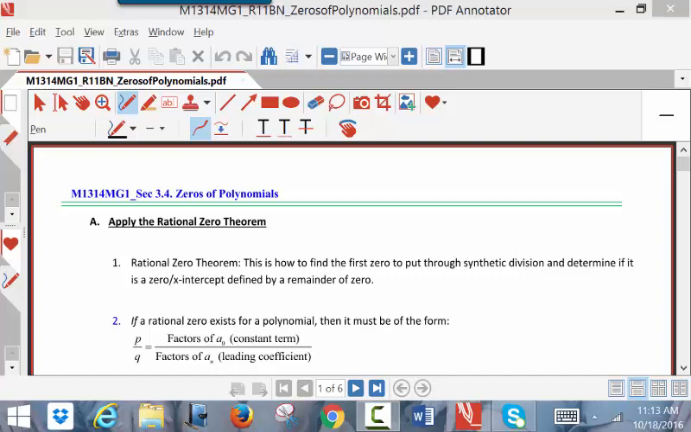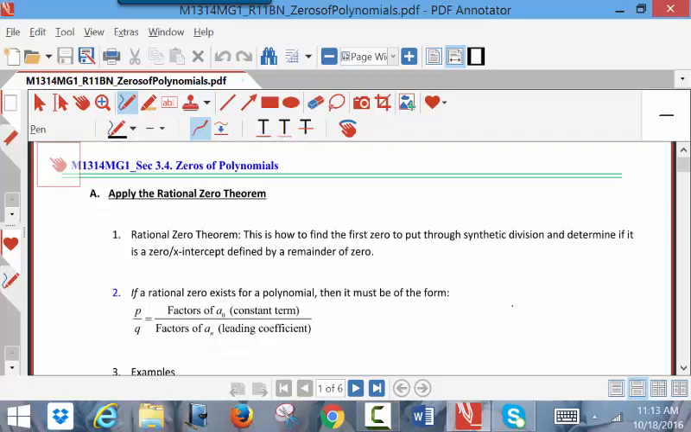Okay, so today we're talking about the zeros of the polynomial. And remember, you have to know how to do synthetic division to really go forward into this section. And the first thing they talk about in here is the rational zeros theorem.